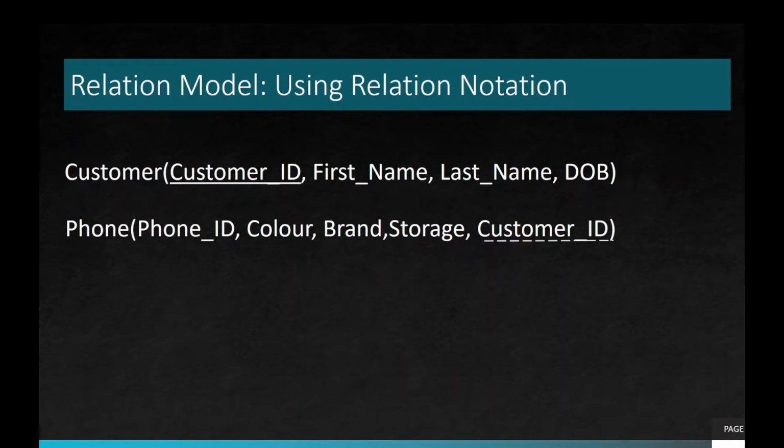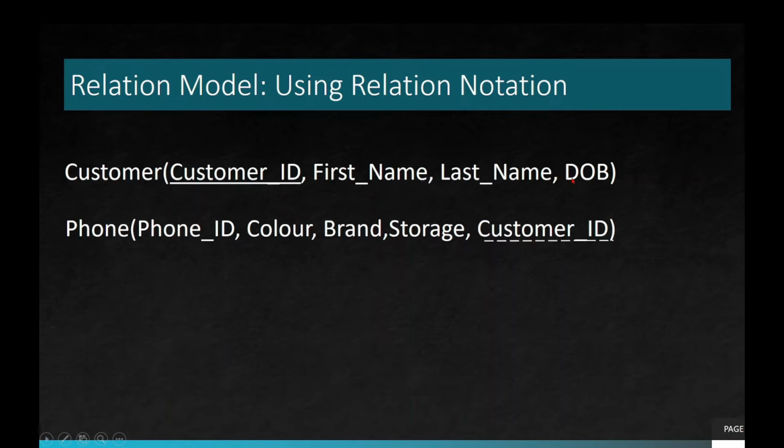And this is very easy to do, guys, right? So if you look at my screen now, you'll notice that we write it out in the form of sets. So I have the customer entity and the phone entity. Now if you look carefully, the customer ID, which is the primary key, is underlined. And then we have the other list of attributes.